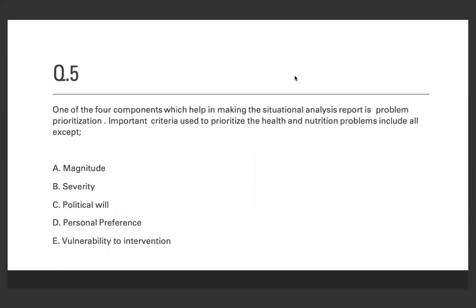Question number five. One of the four components which help in making the situation analysis report is problem prioritizing. Important criteria used to prioritize the health and nutrition problem include all except: A, magnitude; B, severity; C, political will; D, personal preference; E, vulnerability to interventions. The correct answer is personal preference.